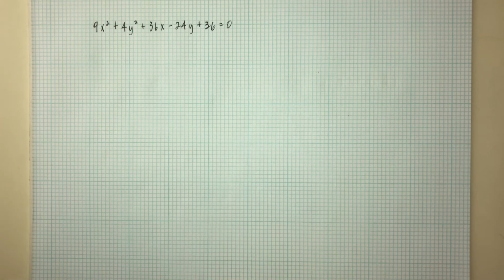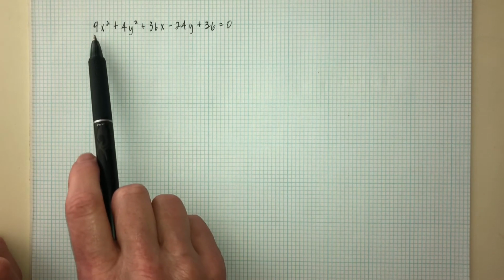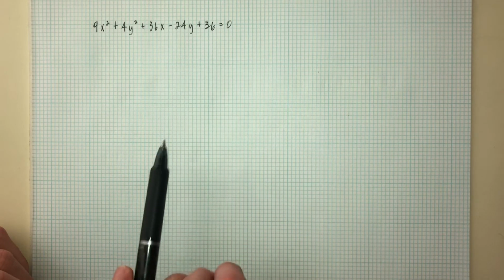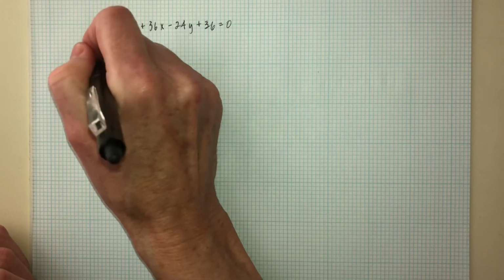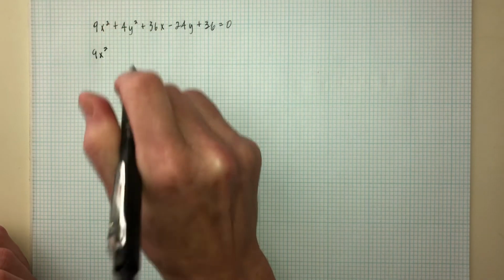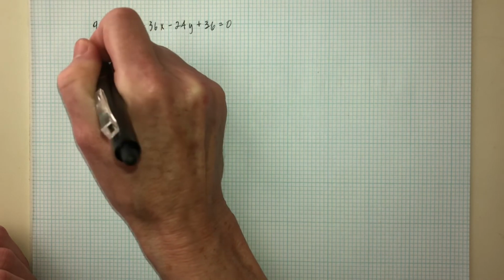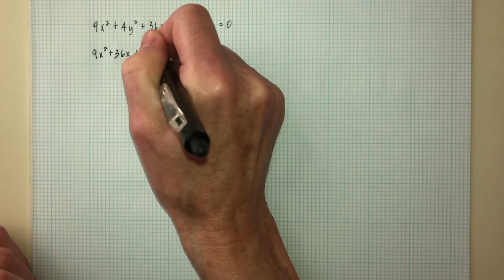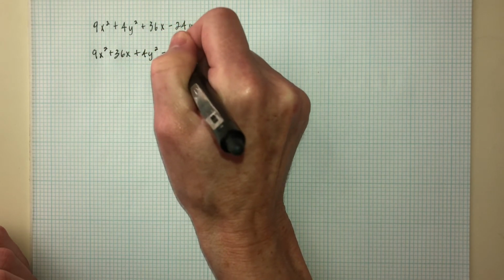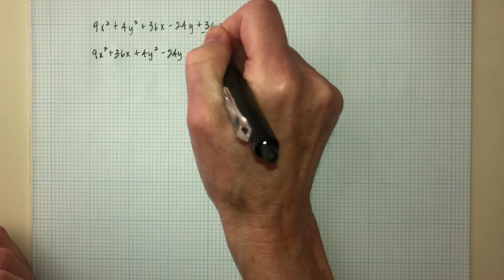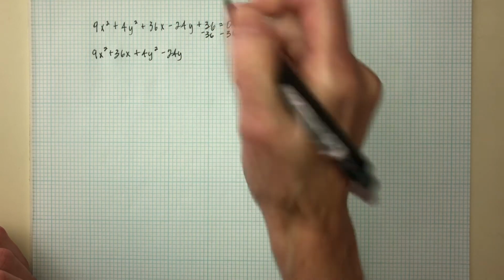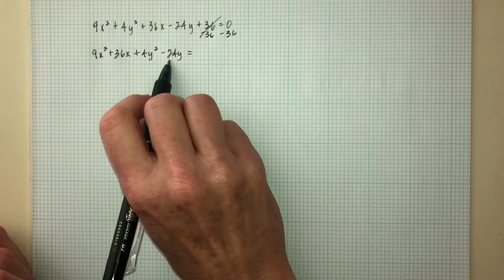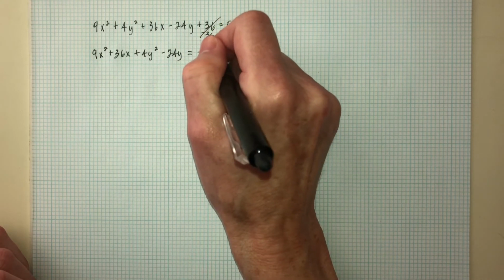equation. What we're going to do first is rewrite the equation to group the x terms and the y terms, and then get that constant on the right-hand side. So that gives us 9x squared plus 36x plus 4y squared minus 24y, and then because I want to get this constant on the right, I'll subtract that from both sides. So that gives me all this on the left-hand side and then negative 36 on the right-hand side.